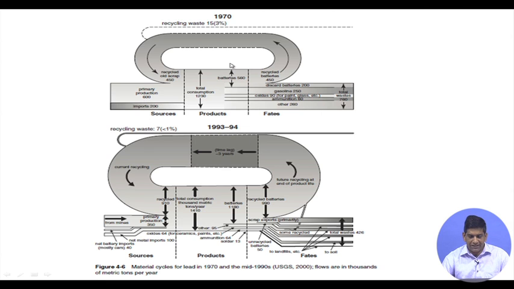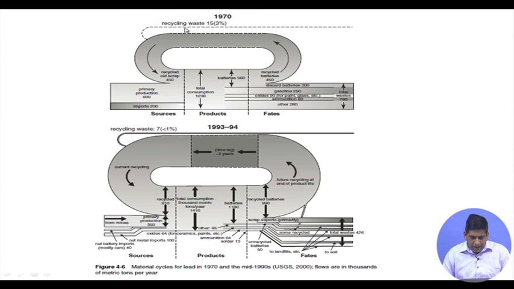As you can see, the graph has actually gotten bigger in 1994 compared to 1970, meaning more usage. Of course, more lead is being used in 94 as opposed to 1970, because we have more industrial processes going on and the economy has gone up. With all those things happening, of course more lead is being used.